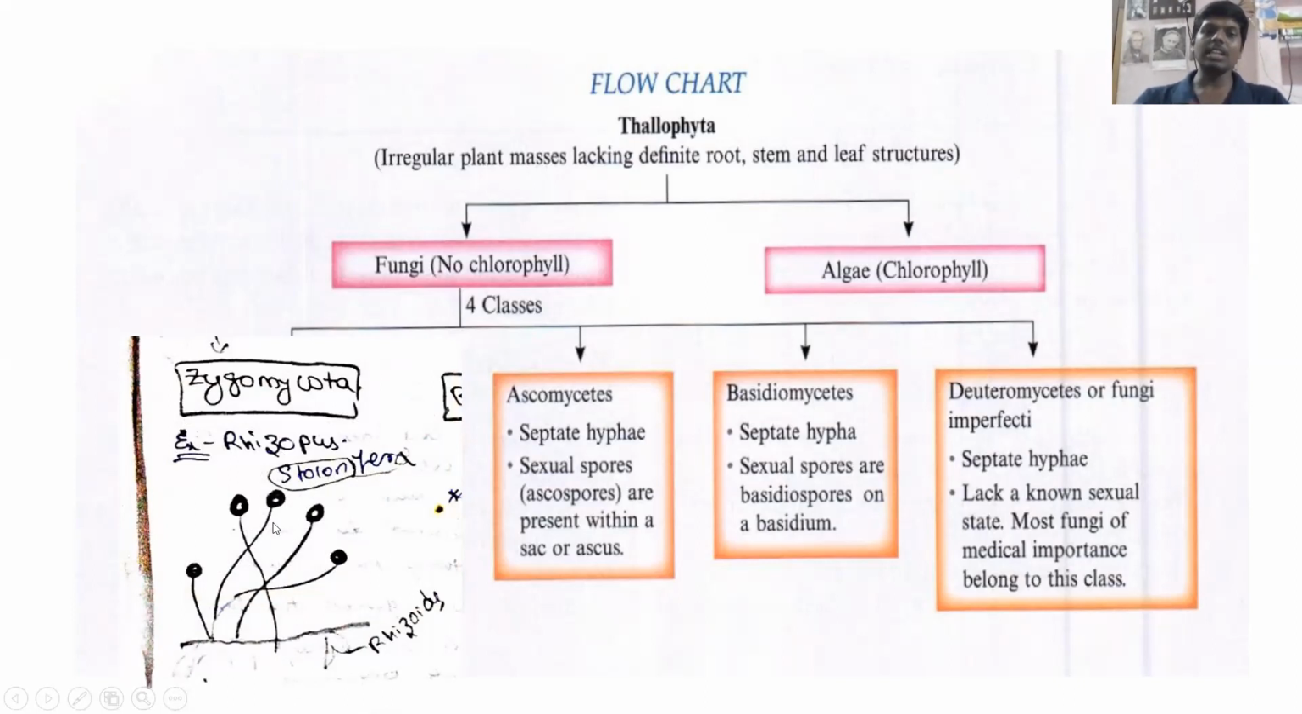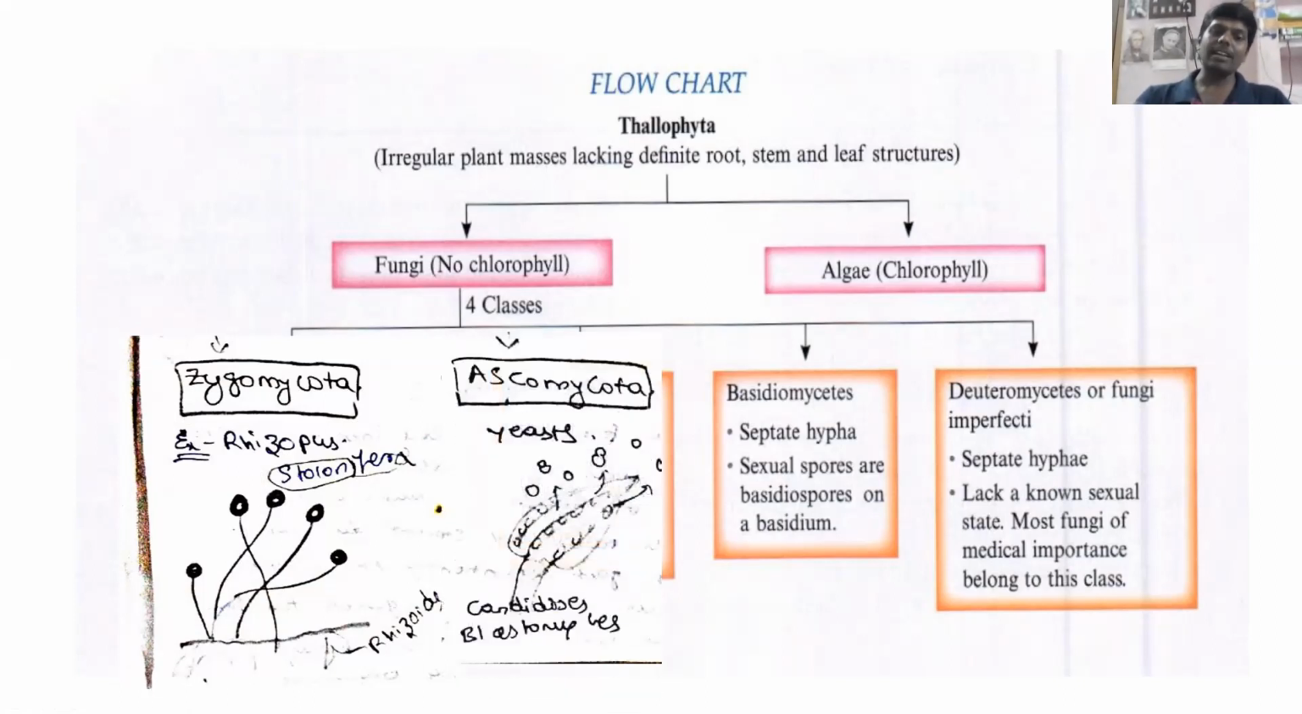Then your second one is ascomycota. In ascomycota, as I said, they have a sac-like structure, and within this sac, the spores are present. By the way, the example for zygomycota is Rhizopus, and the examples for ascomycota are Candida albicans and Blastomyces. So these are the two examples for ascomycota.